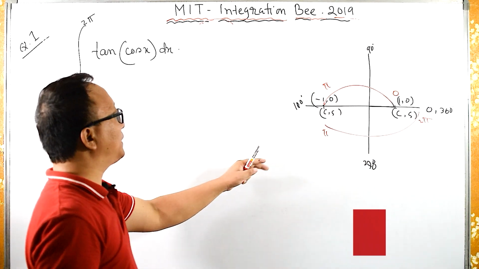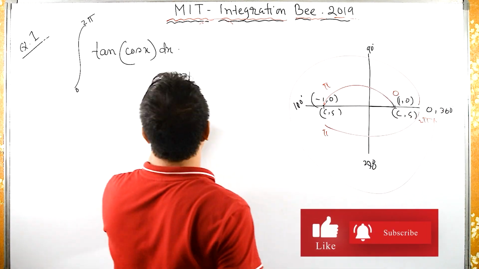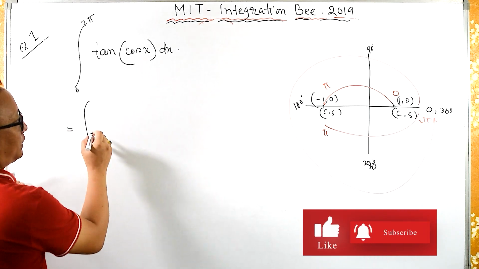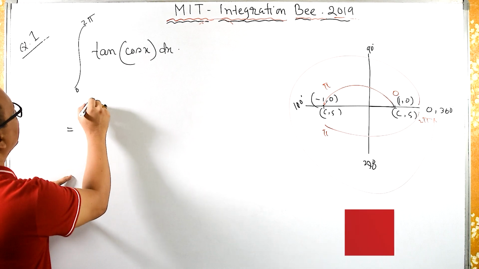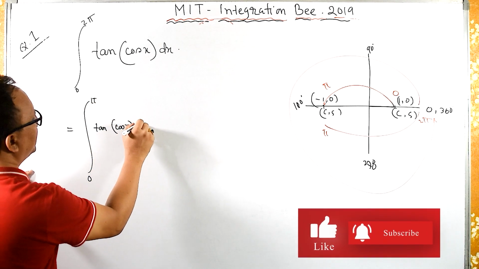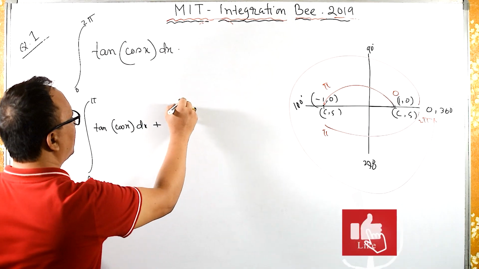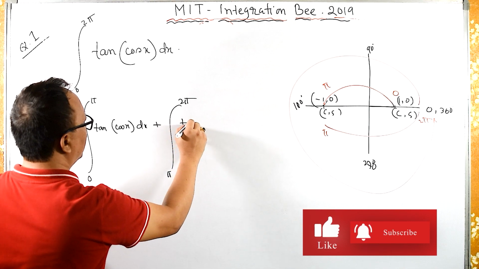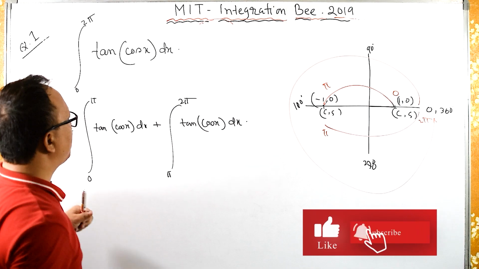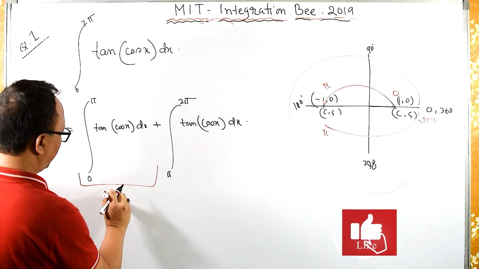What I'm going to do is, instead of 0 to 2 pi, I will break it like this. So I equals 0 to pi tan of cos of x dx, plus pi to 2 pi tan of cos of x dx. Now let's keep this as it is. Here, keep. We'll solve this.